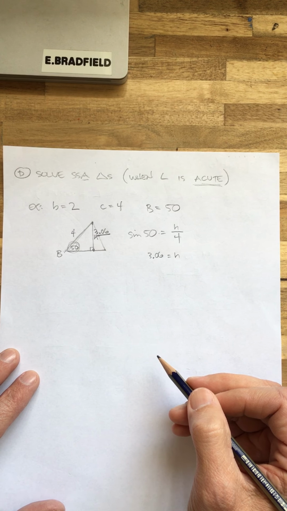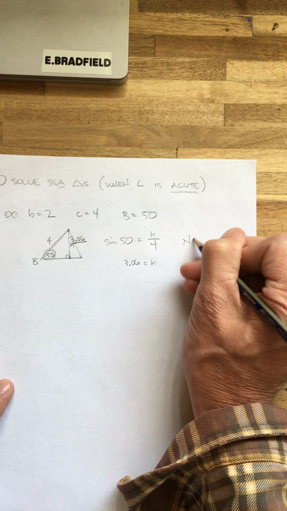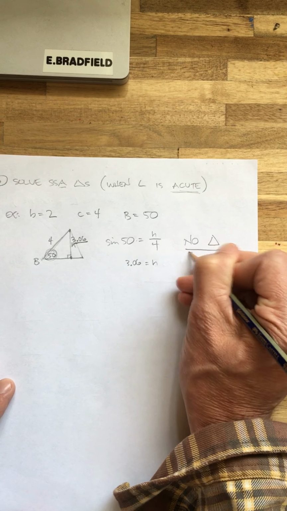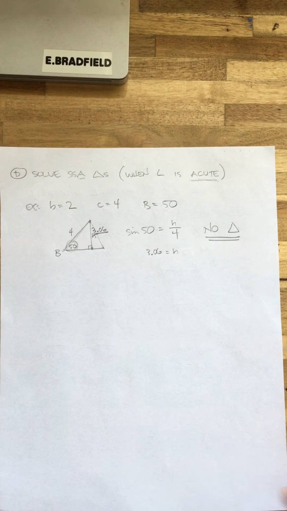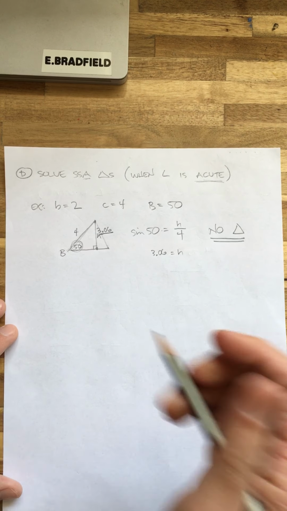What does that tell you? No triangle. It's not possible. There's no triangle right there. It's not possible, okay?